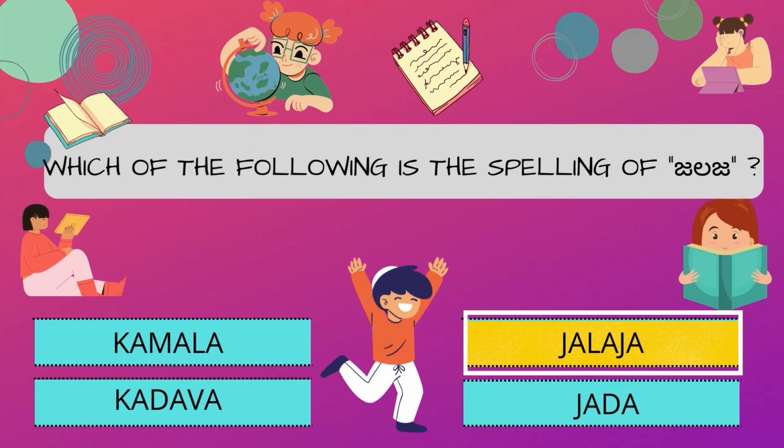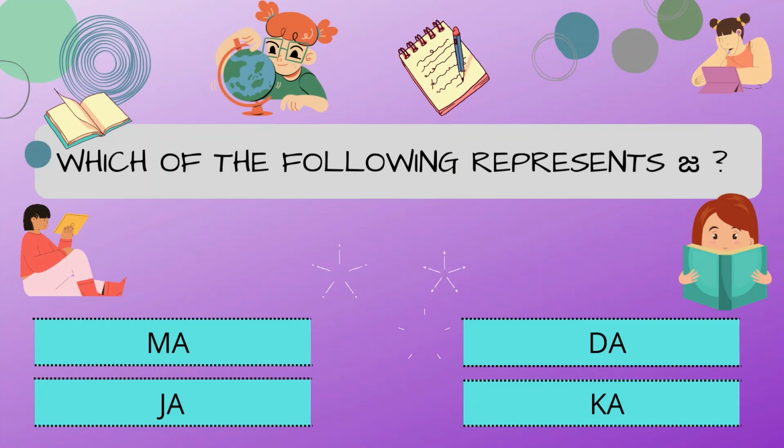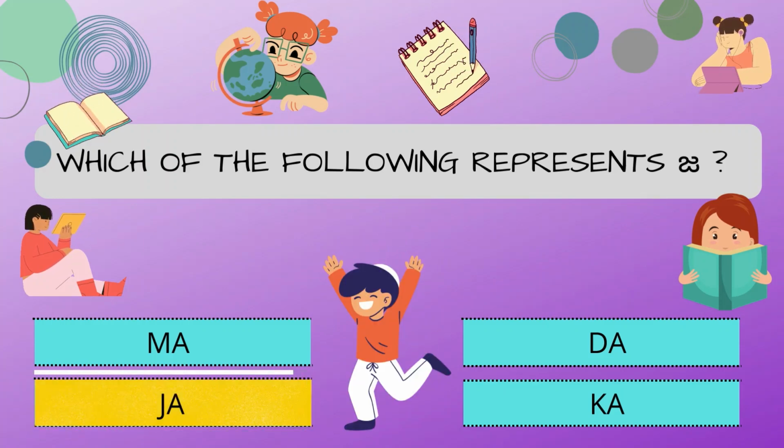Answer is B JALAJA. Next question, which of the following represents Ja? Option A MA, B DA, C JA, D KA. 5, 4, 3, 2, 1, 0.